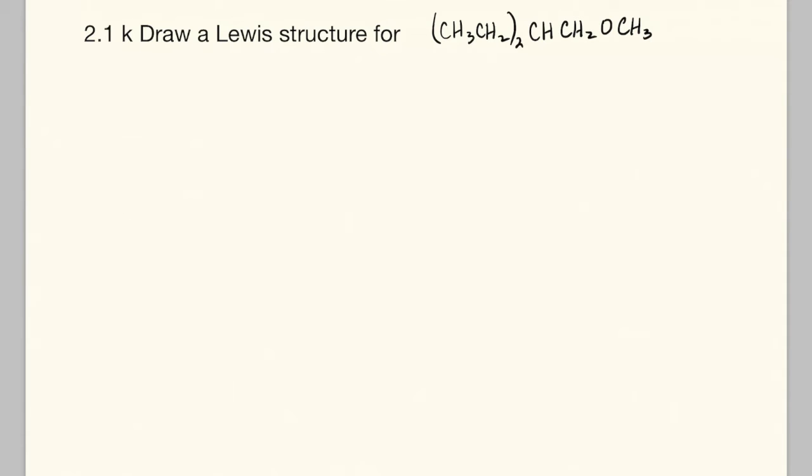Problem 2.1K, Organic Chemistry, Klein's second edition Organic Chemistry textbook, wants us to draw a Lewis structure for this condensed structure. Okay, the condensed structure is rather complicated. It's busy. There's a lot of stuff going on.